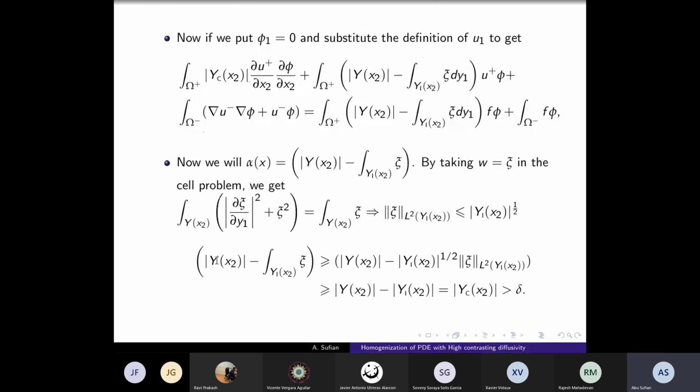Then we consider this alpha x, that is Y x2 minus the integral over Yi x2 of xi. This is greater than or equal to the measure of Y x2 minus, applying Holder's inequality in this part, the measure of Yi x2 to the half times the norm of xi in L2(Yi x2). This is nothing but Y x2 minus Yi x2, because the norm of xi in L2 is less than Yi x2 to the half. That gives you Y x2 minus Yi x2, which is nothing but Yc x2, the conductive part, and which is strictly greater than delta from our assumptions. So this tells you that alpha x is strictly positive.